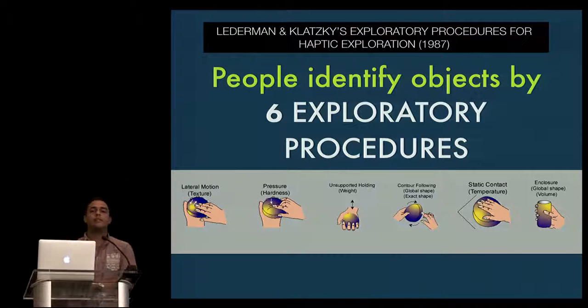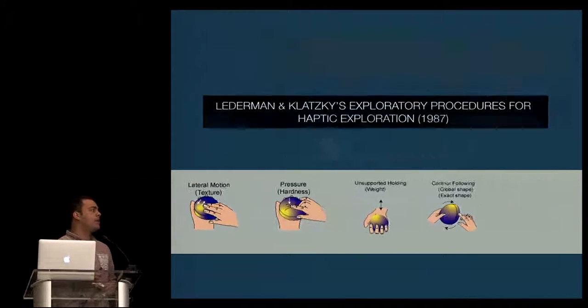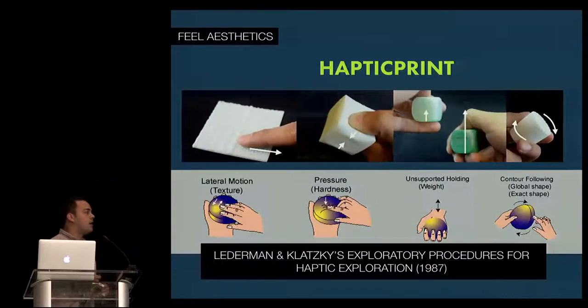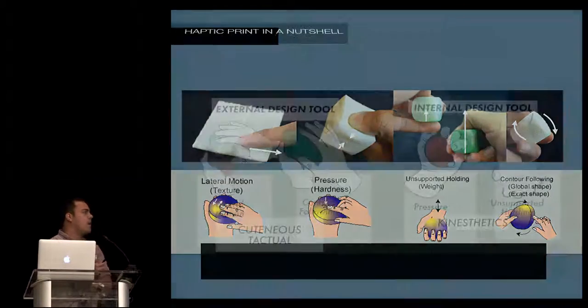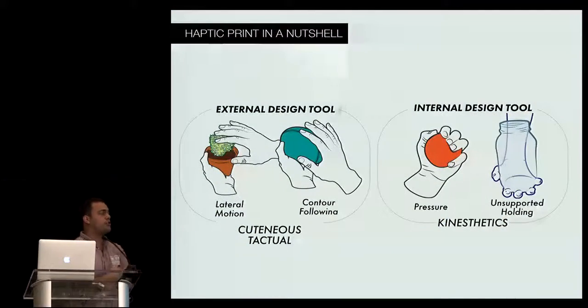And so if you look at the space of 3D design tools available today, really enclosure is the only type of exploratory procedure that is supported. And in order to limit the scope of this project, we looked particularly at passive components. So HapticPrint is a set of design tools to enable this type of haptic exploration in the design of physical artifacts. In a nutshell, we created this external design tool that specifically leverages haptics with cutaneous tactility, and an internal design tool that is focusing on kinesthetics.